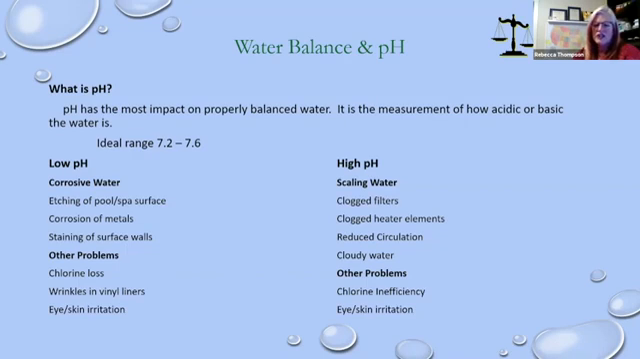Too high pH, again, can cause clogged filters and heater elements. It can reduce the circulation due to the clogged filters. Cloudy water, again, calcium issues. Other problems are your chlorine is ineffective. The higher your pH, the less your tabs are going to dissolve, and it's going to make your chlorine less effective because it hasn't got the kill ratio. And again, too high is eye and skin irritation.